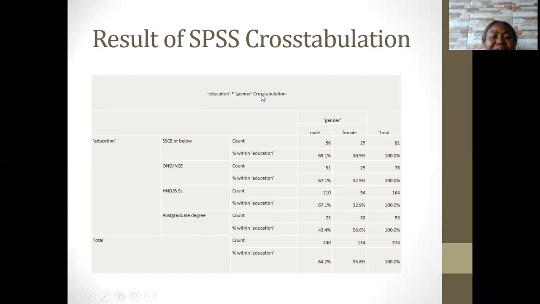It's cross-tabulating gender with educational qualification. For male, you have 56, while for female, who are SSCE or below, in terms of qualification, which is Senior Secondary Certificate Education, total is 81. You have percentage within education, and so on.